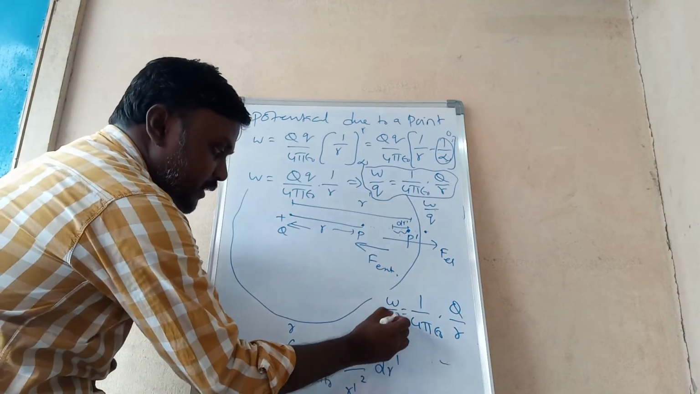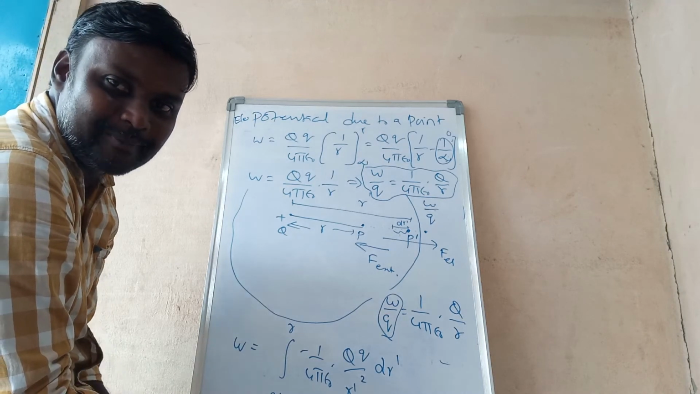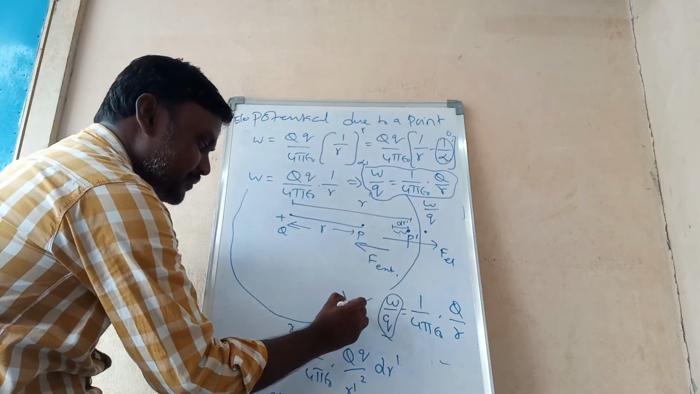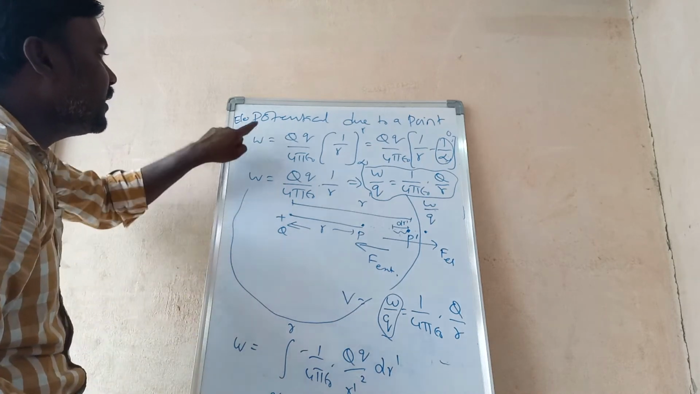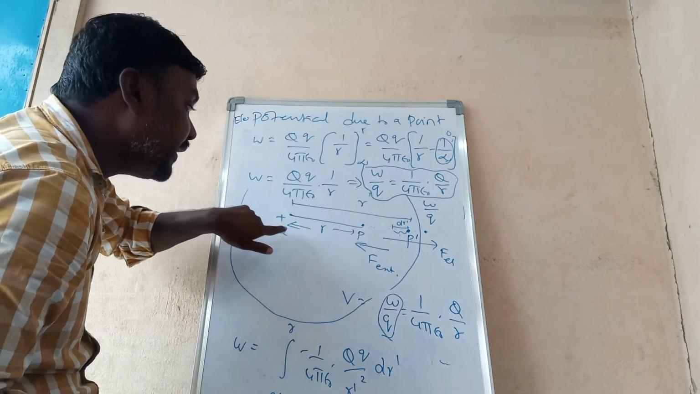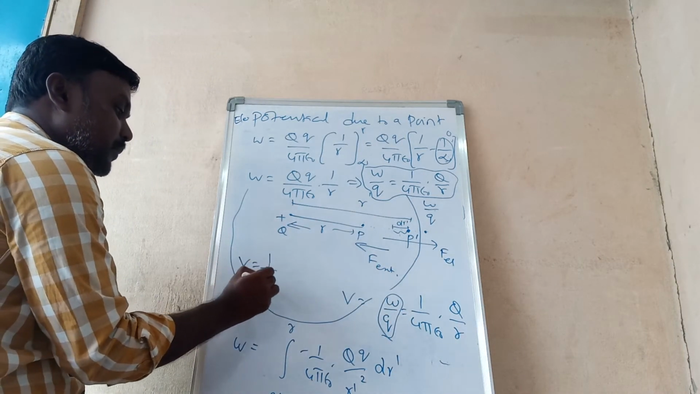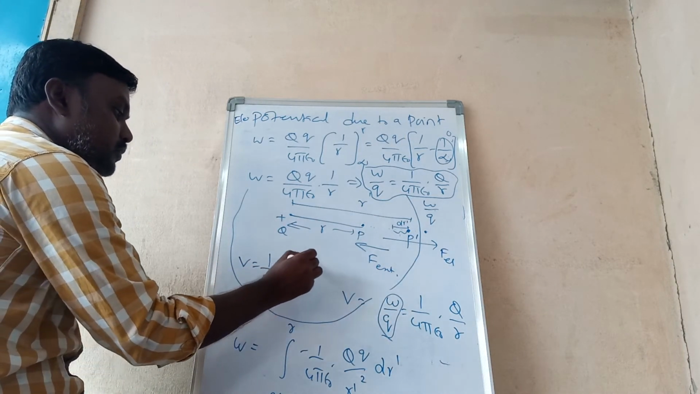And this W by q is nothing but the electrostatic potential, V. So the formula for the electrostatic potential due to a point charge at a distance r is V is equal to 1 by 4 pi epsilon naught into q by r.